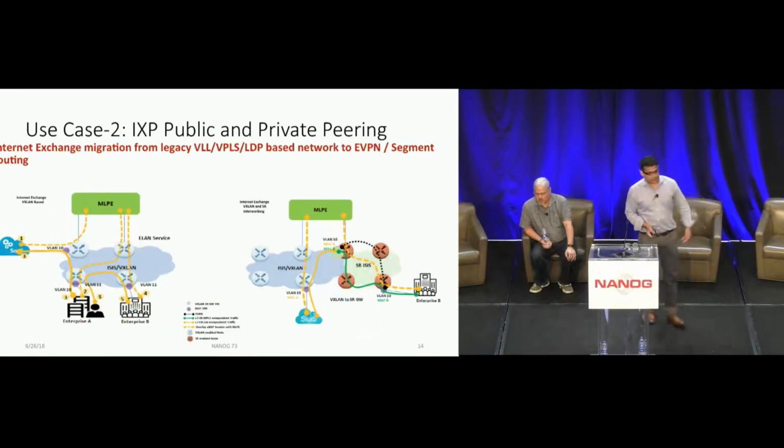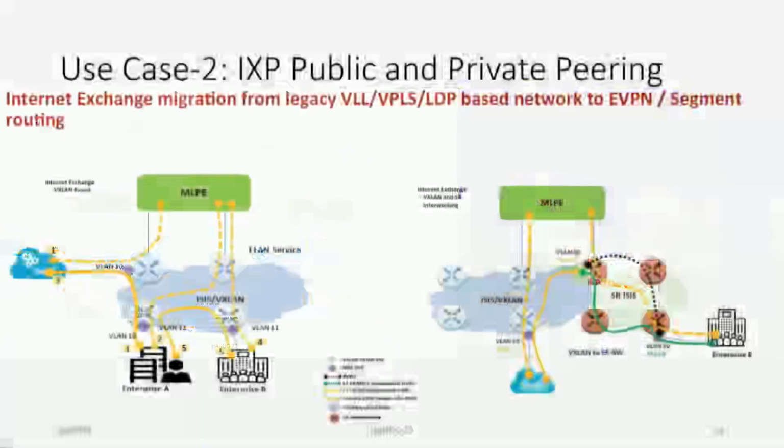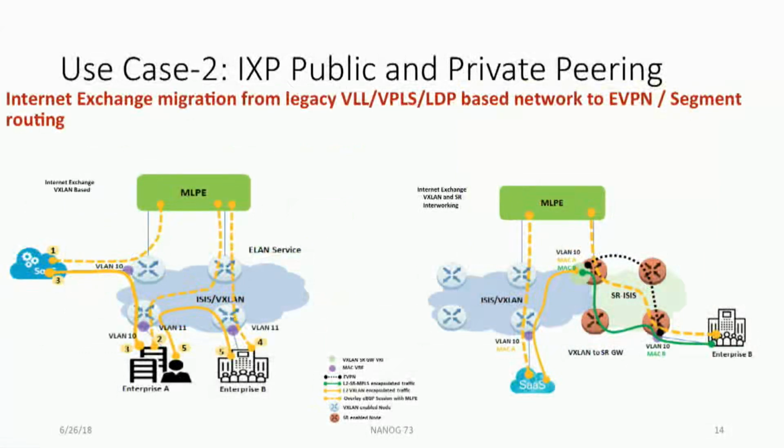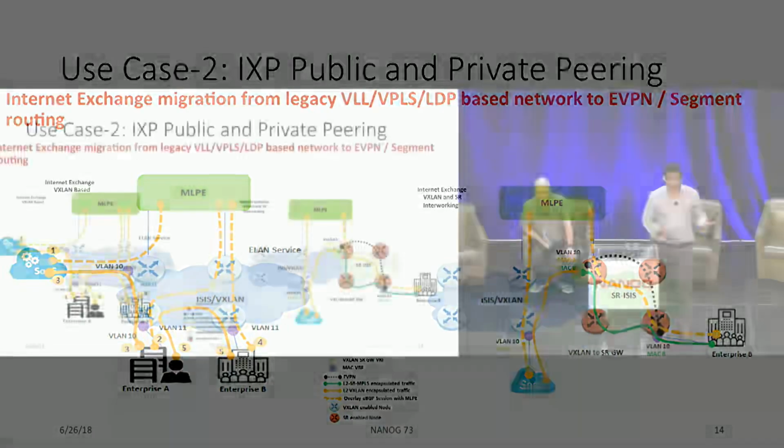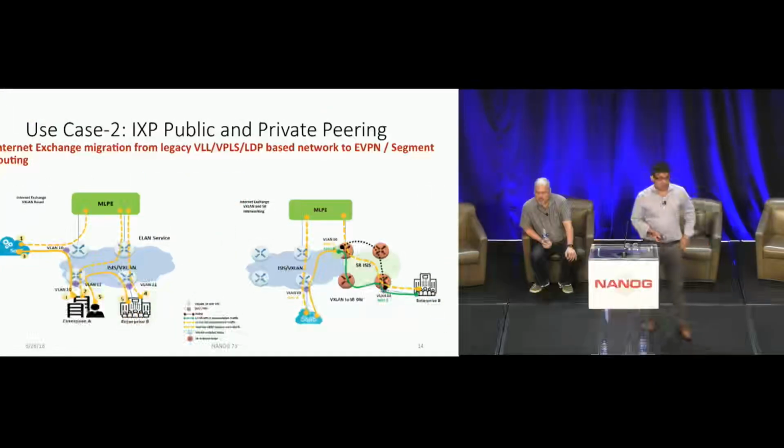So the left-hand side you see is pretty much demonstrating how basic IXP works. You have a SaaS provider. It's creating public pairing, so after the L2 extension happens, it's creating an EVPN or BGP session with the MLPE. Then you have enterprise A, which also wants to do public pairing. It does a BGP session with the MLPE, and so does enterprise B. So there's public pairing, and then enterprise A and B can do a private pairing with each other using a point-to-point BGP.